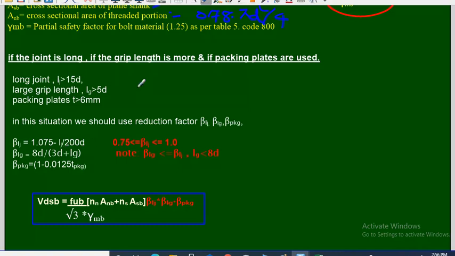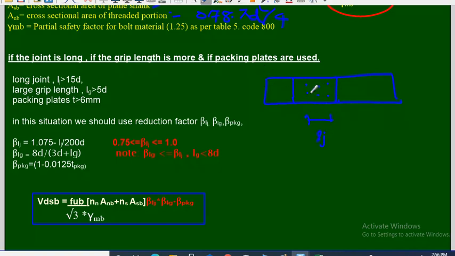Why we are using the reduction factor is because of the long joint. When I say long joint, let us say this is a butt joint like this, or let us say this is a lap joint like this, and we have two rows of bolts like that. The distance between the extreme bolts is called the length of the joint.